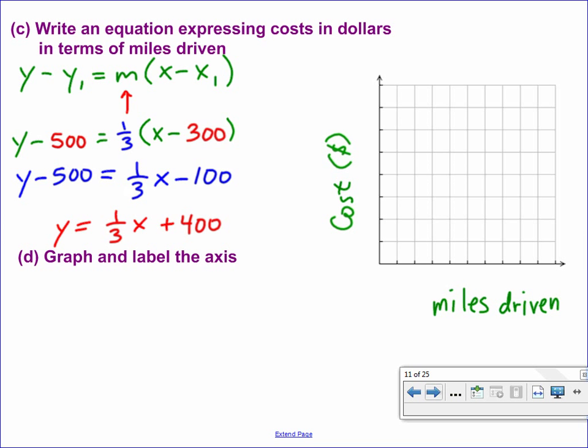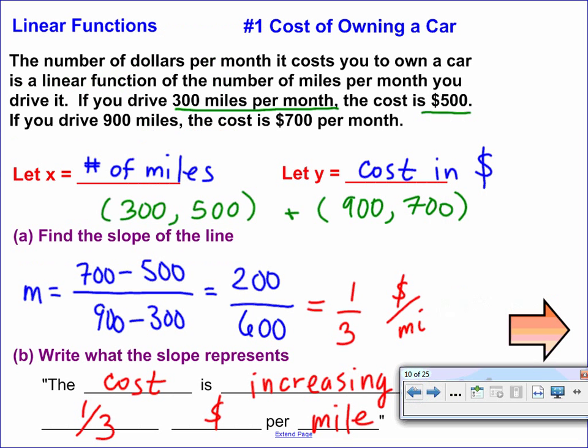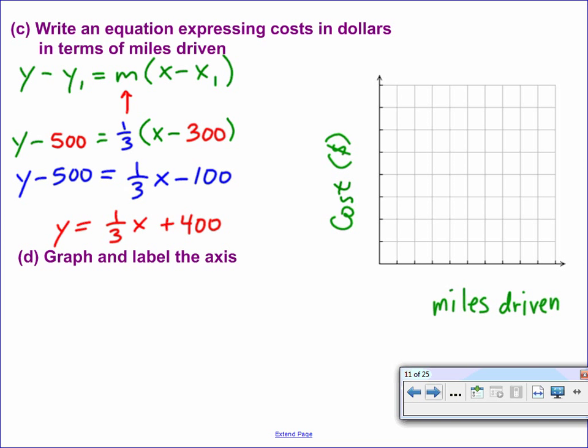Our two data points included 300, 500, and 900, 700. So we want to make sure that we encapsulate our data points. So when I figure out my scale, I'll go 1, 2, 3, 4, 5, 6, 7, 8. So it looks like we go by hundreds of dollars, right? So I'll go ahead and go 100, 200, 300, 400, $500. Yep, $500.